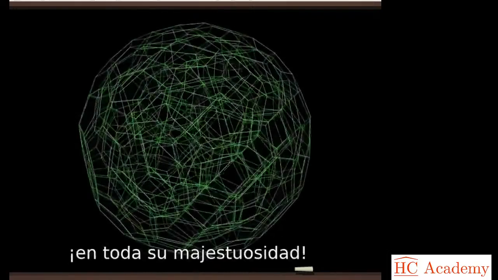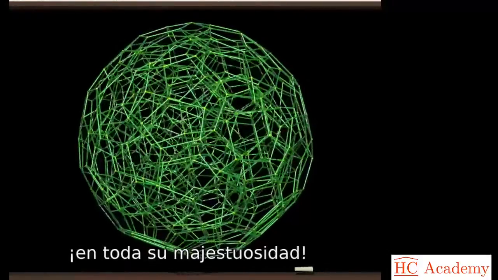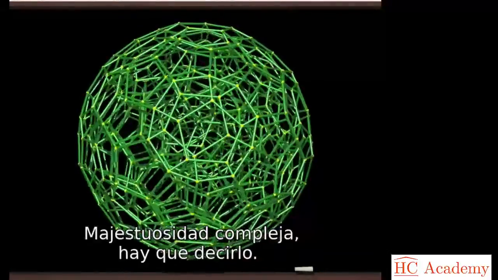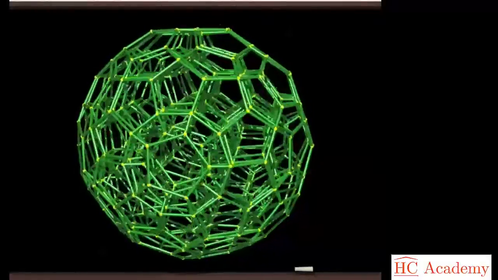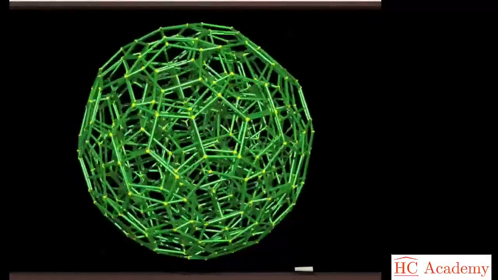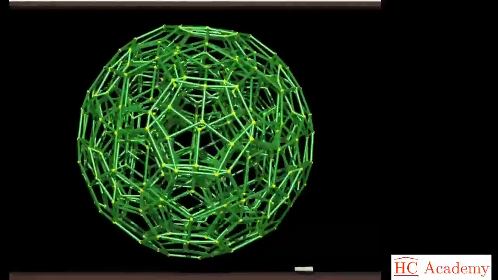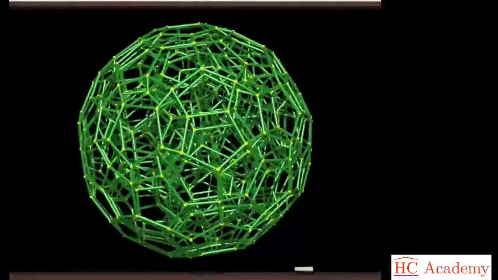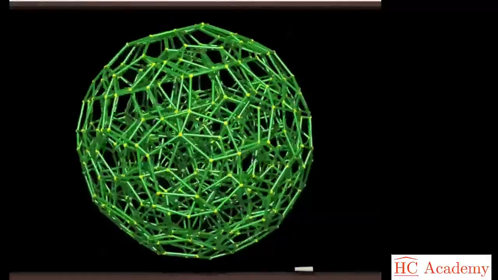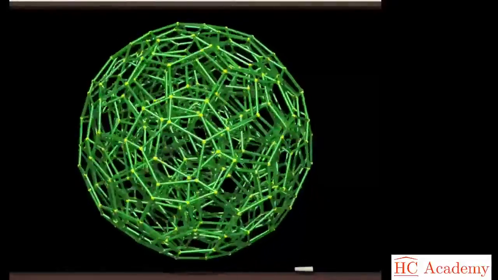Here is the shadow of the 120 cell in all its majesty. A rather complicated majesty, you have to agree. Each face is a pentagon. If we count them, there are 12 faces. 3 edges start at each vertex.